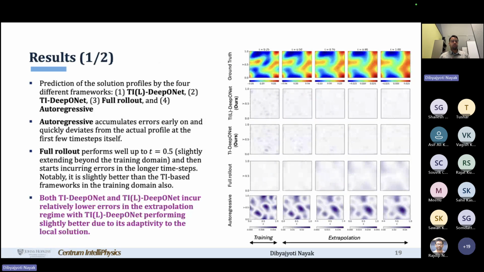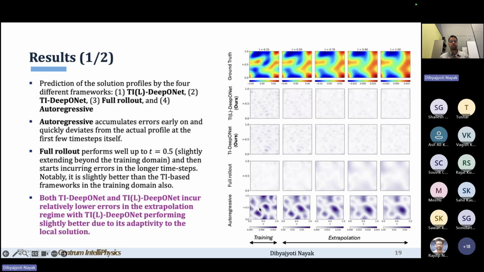So let us move on to the results. Again, we compare the 4 different frameworks. I'll give some explanation as to how we can interpret these plots. This is the output solution field for a particular sample as it grows in time. And these are the 4 different rows underneath. They represent the absolute errors between the ground truth and the predicted solution profiles. That's why you see a different color map. In the training domain, we only show one time step because it's very short.